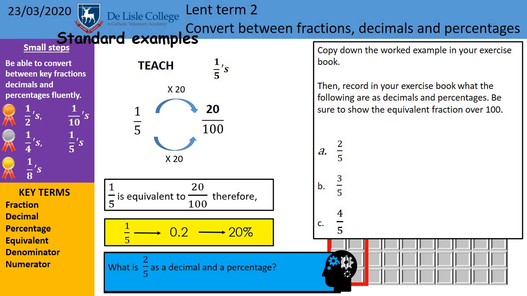Well done, please have your marking pen ready. So we should have 2/5 as equivalent to 40 over 100, which is 40% and therefore 0.4. We should have 3/5 as 60 over 100, which will be 60% and 0.6. And we should have 4/5 as 80 over 100, which is 80% and 0.8.